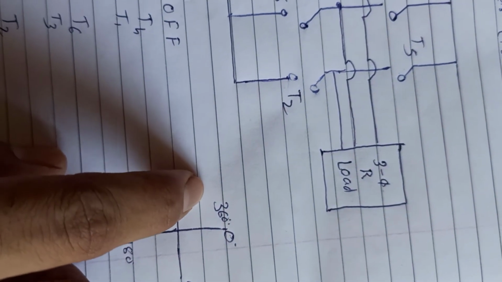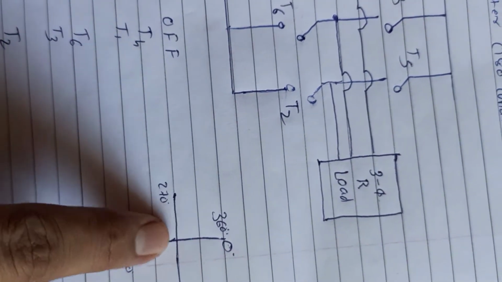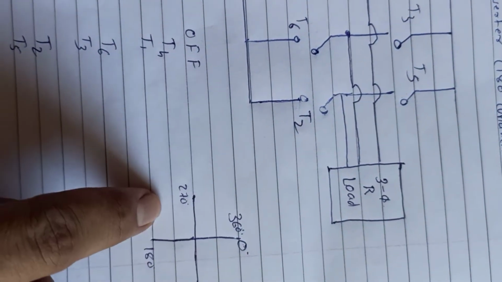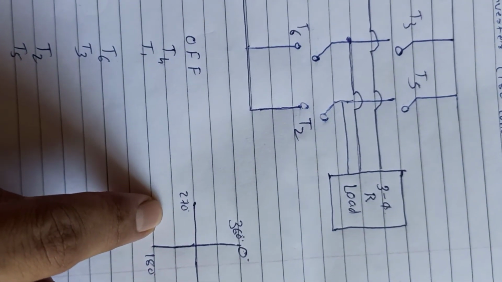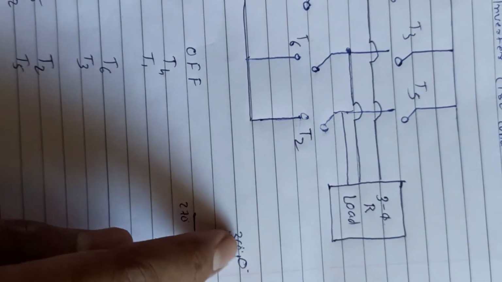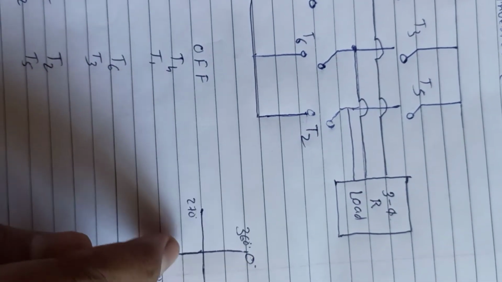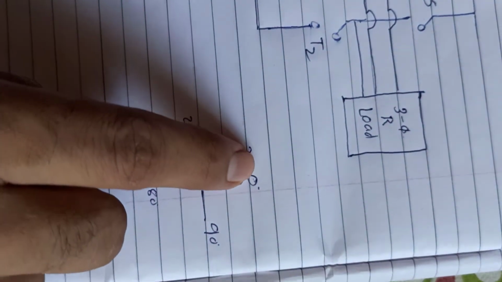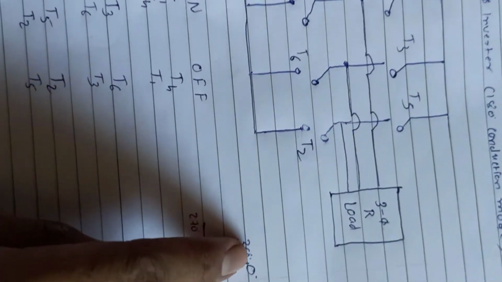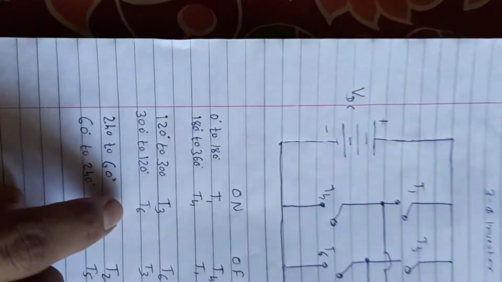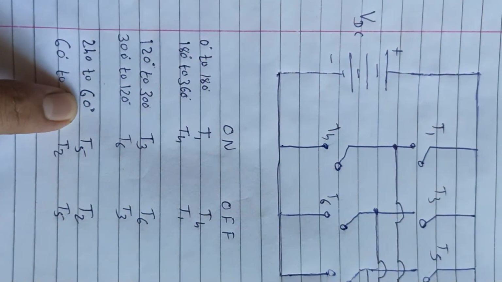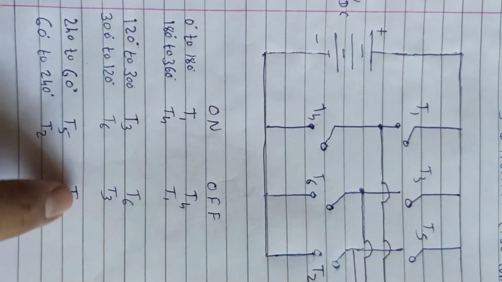Okay, 240 to 360 degree. How much time period? 240 to 360 is 120 degrees, and again another 60 degrees, 0 to 60. So this is a 120 degree period and another 60 degrees, so total 180 degrees. So from 240 degrees to 60 degrees, T5 will be on and T2 will be off.